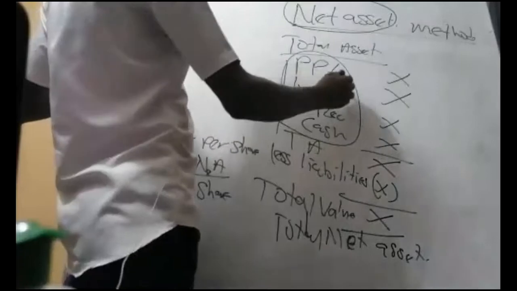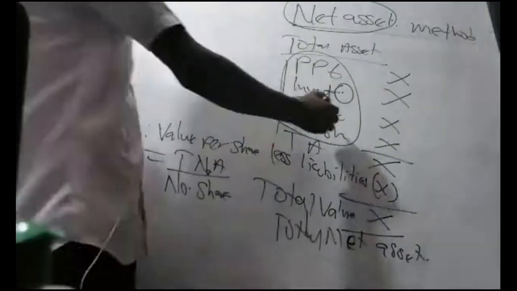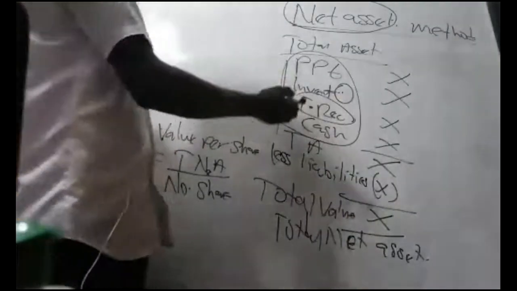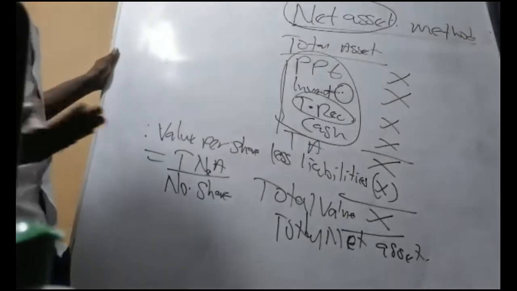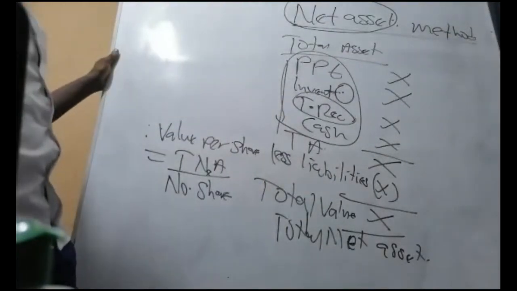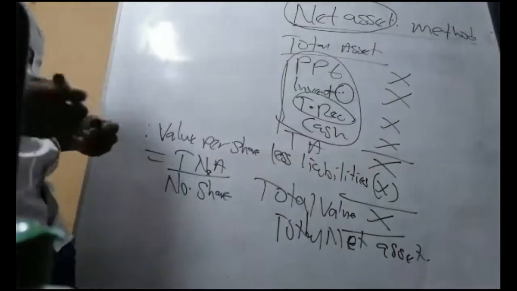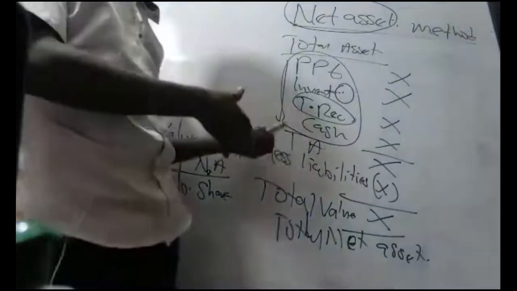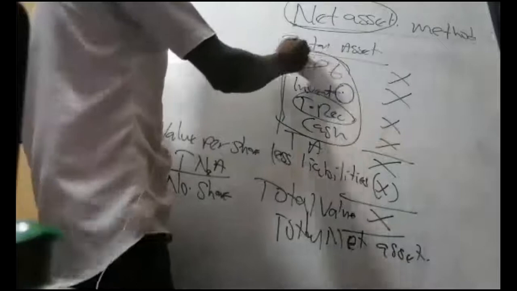Inventory. Maybe sometimes they want to write certain parts off, so subtract it. Trade receivables must be net of bad debt and any provision. Cash, you can't do anything about it, because if you have 1,000 Ghana cedis with you, no matter what happens, it stays 1,000 Ghana cedis. So take note. These are the few issues. And sometimes they will tell you that the asset has not been depreciated.